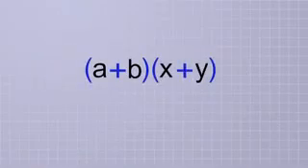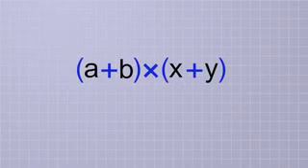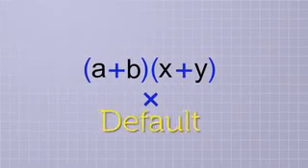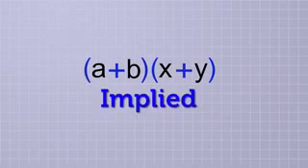Yep, multiplication. For example, if you see this, it means that the group a plus b is being multiplied by the group x plus y. We could put a time symbol between the groups, but we don't have to because it's the default operation in algebra. The multiplication is just implied.